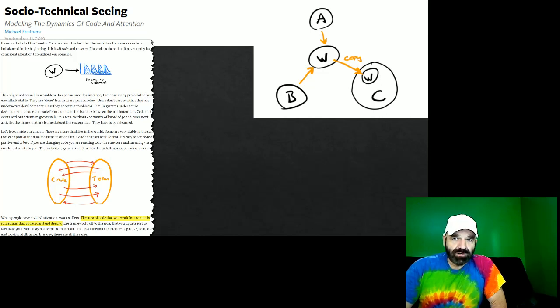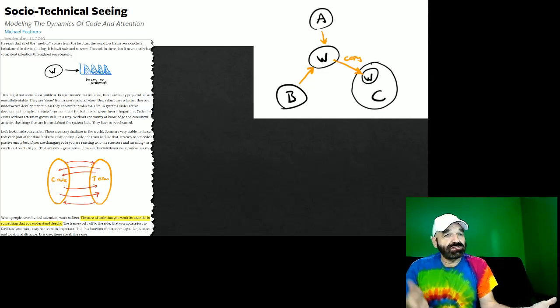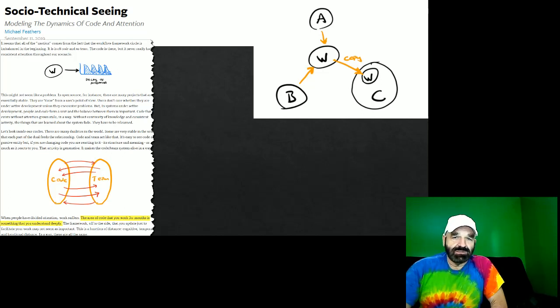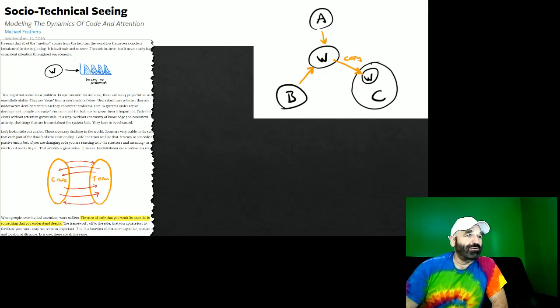And his point at the end, among many points actually, is that the area of code that you work in for months is something you understand deeply. I read this and I went, Michael, dude, this is what I've been talking about for a while with InfoOps 3.